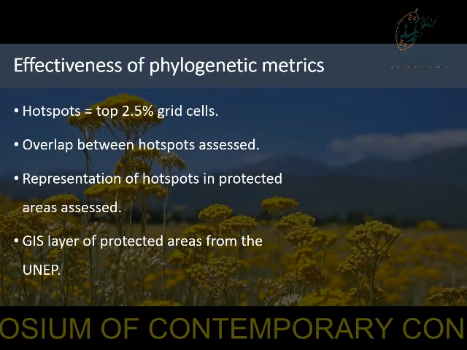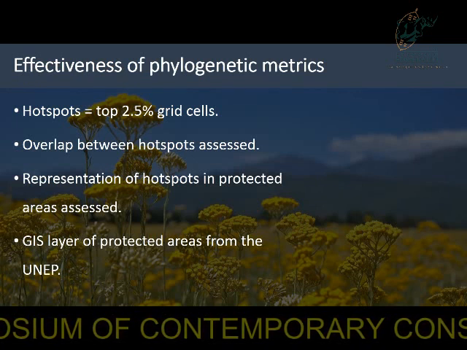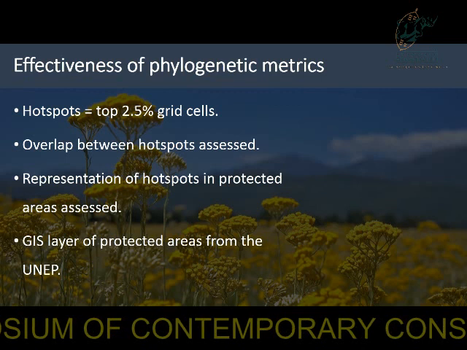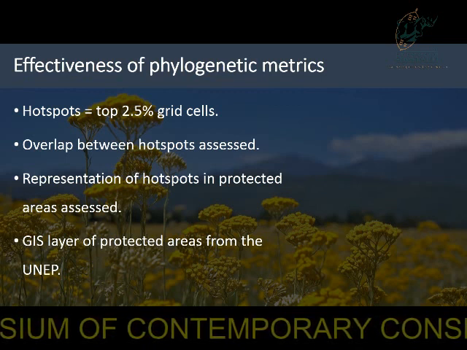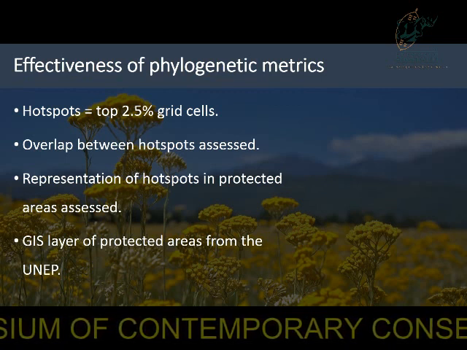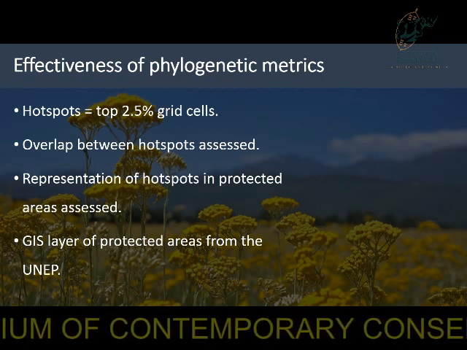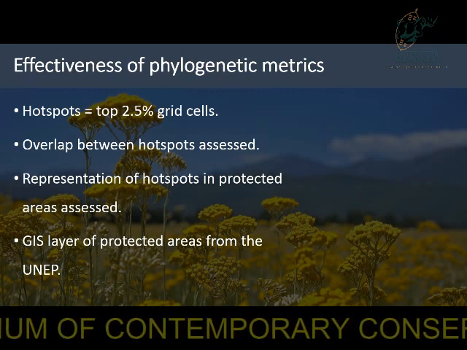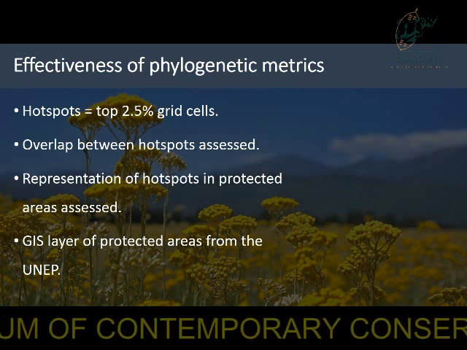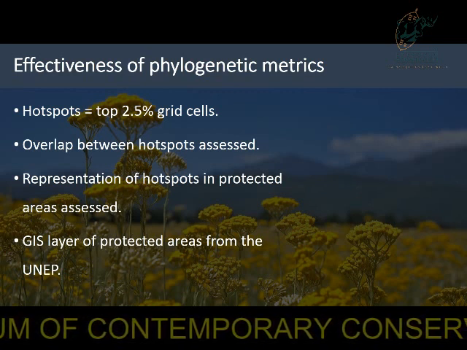So to assess the effectiveness of phylogenetic metrics, hotspots were defined as the highest 2.5% values of the grid cells of each category. This threshold has been used by other authors and in other studies, and it has been shown to be sufficient for delineating hotspots. Overlap was assessed between the hotspots by projecting the output maps in ArcMap and checking for the overlap of grid cells for the species metrics and the phylogenetic metrics. The hotspots were then overlaid on a GIS layer of protected areas from UNEP to check for protection.